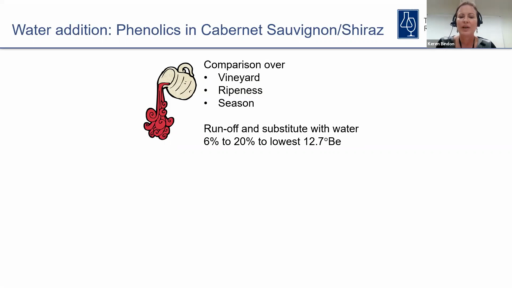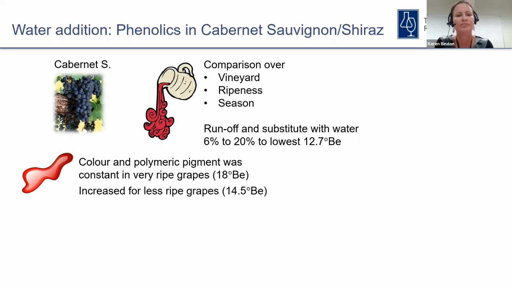In this case, we're looking at levels of substitution from 6% to 20%, and grapes from 18 Baume down to only 14 Baume. The lowest that the must was diluted to was 12.7 Baume. So slightly below what is legally allowed, but still allowing us to approach some of these questions.